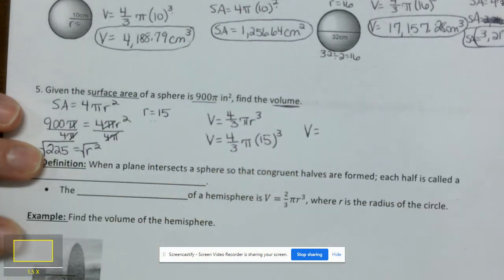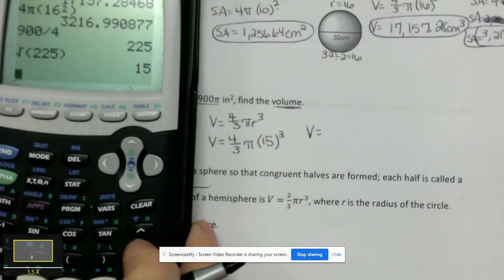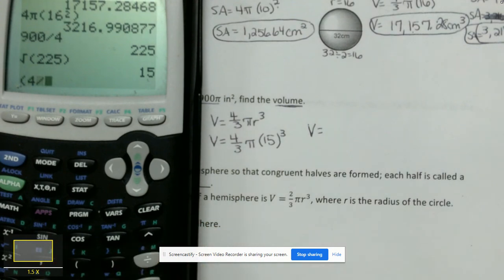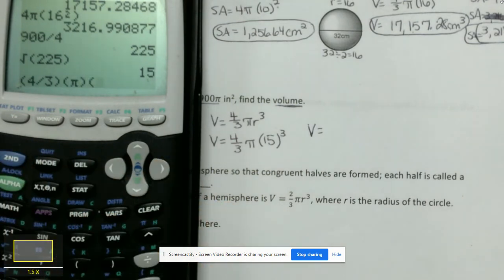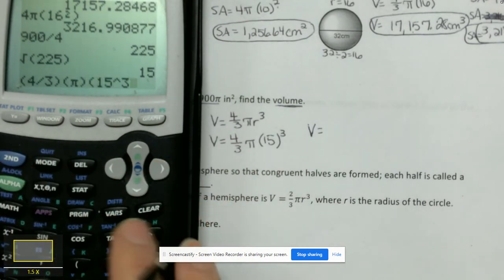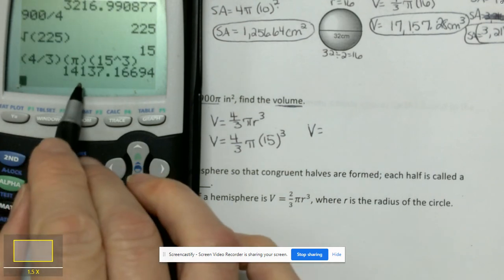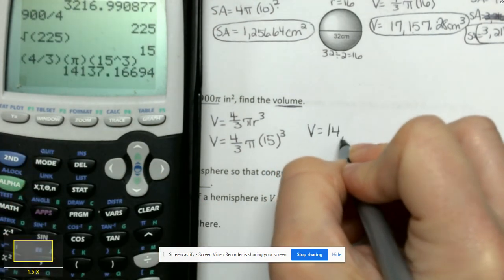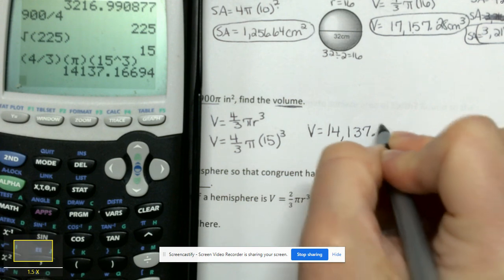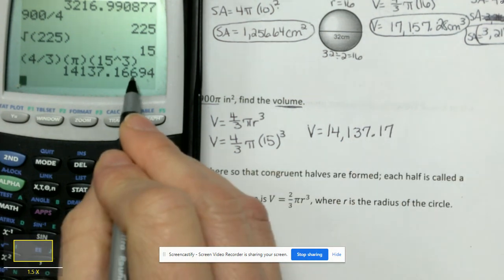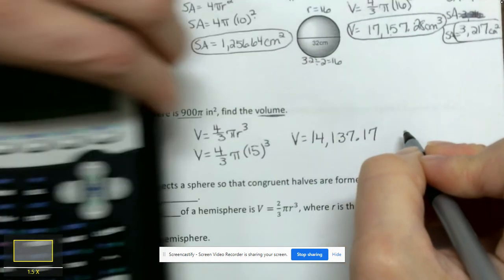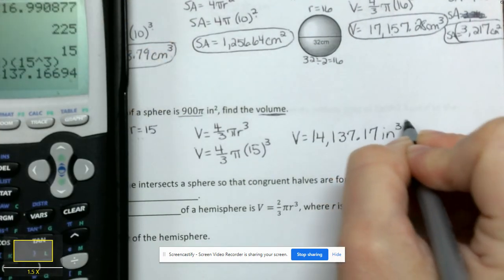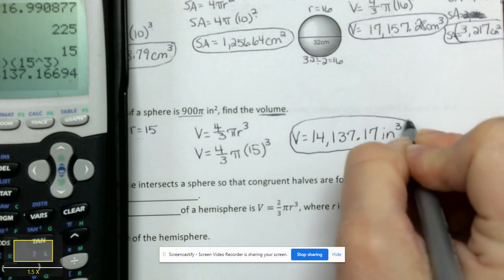This is a calculator problem, so let's key it in here. 4/3 times pi, oops, I put the wrong number there. Sorry, guys. Pi, and then 15 cubed. That gives us 14,137.17. Since that's a 6 there, that'll round the 6 to a 7. So this is going to be inches cubed. This here is our final answer.